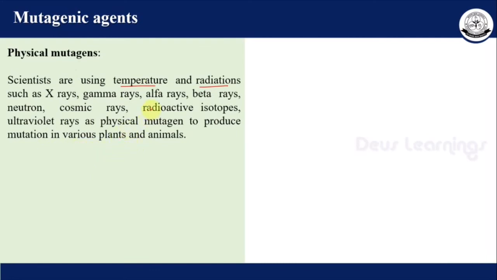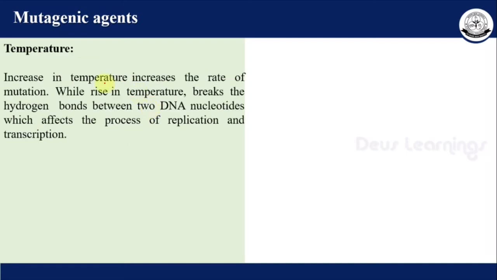See, they are high energy, penetrable radiation, they can break the bonds, and because of which there may be insertion or deletion of nucleotide leading to a mutation. Then temperature, if you increase the temperature, the rate of mutation increases.